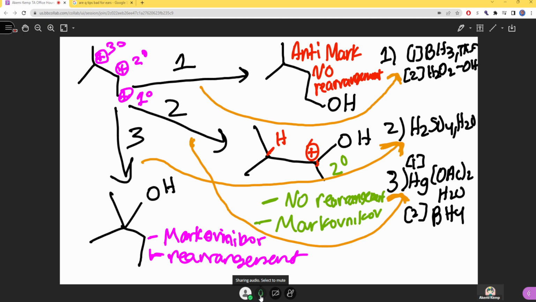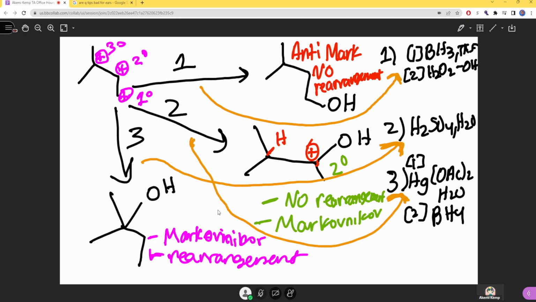What's your question? The other thing I was going to ask was, when you say mechanism, do you mean just what you wrote in the red text, the anti-Markovnikov? When I say mechanism, it's how the reaction is carried out.